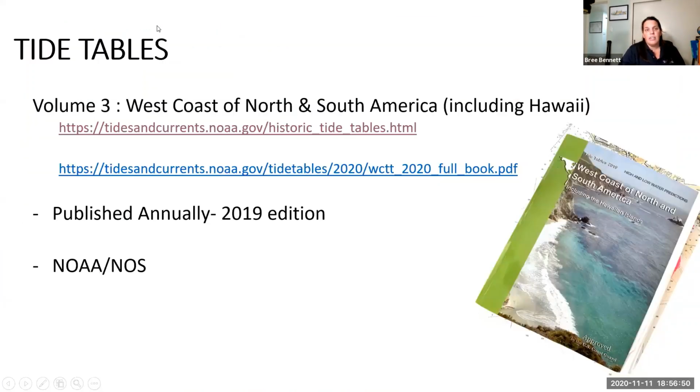Okay, so to calculate our tides, all of the information, even if you're using an app or a computer website or program, is going to come from the tide tables. The tide tables get published annually. And I will click on here.